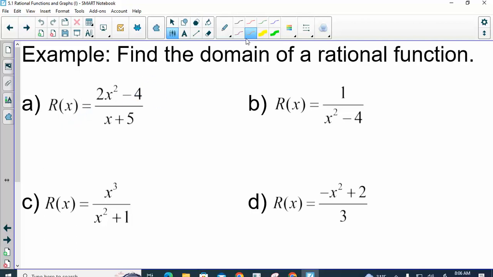Okay, so all I'm going to look at is the denominator. And all I need to know is what makes the denominator 0. I know that this cannot be 0, so x cannot be -5. So how would I write my domain if it can be anything except the -5? Negative infinity to -5, union -5 to infinity.